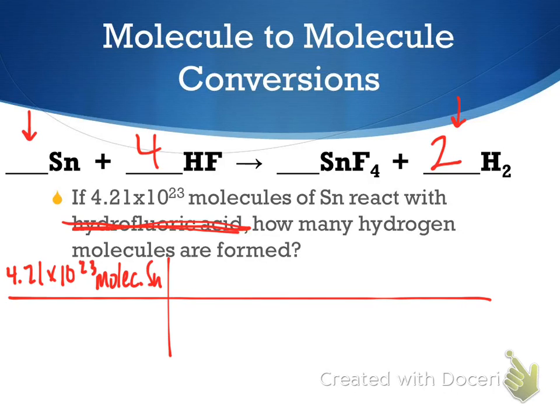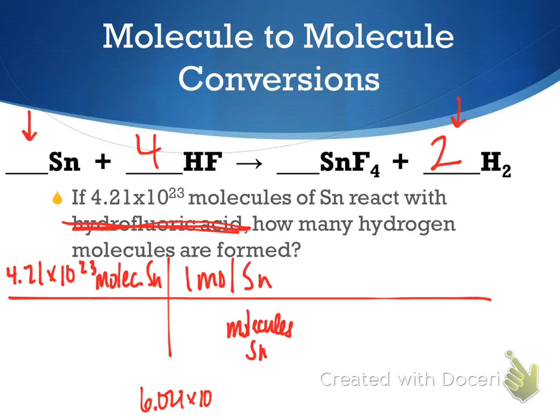Okay, so my process here is going to go from molecules of tin to moles of tin, then to what? Moles of hydrogen, then to molecules of hydrogen. Okay, so I want to get rid of molecules. That goes on the bottom. And 1 mole. How many molecules are in 1 mole of anything? That's right, 6.022 times 10 to the 23rd.